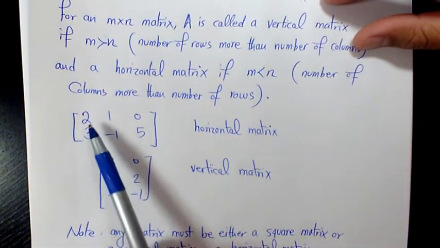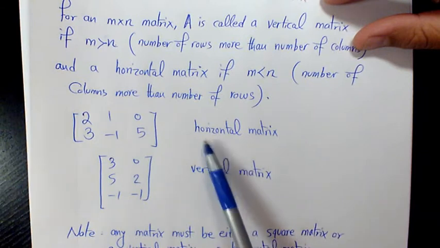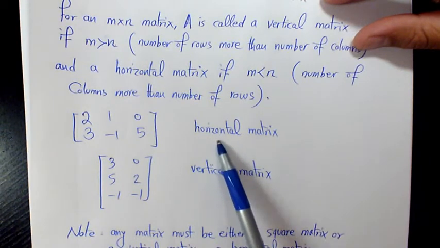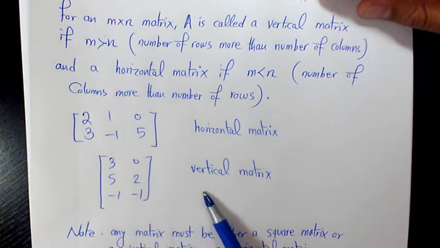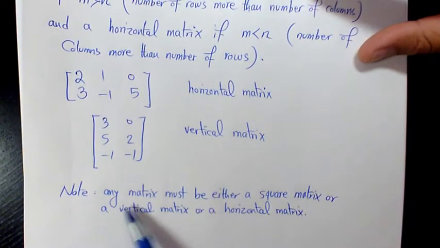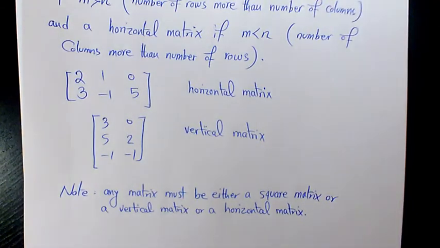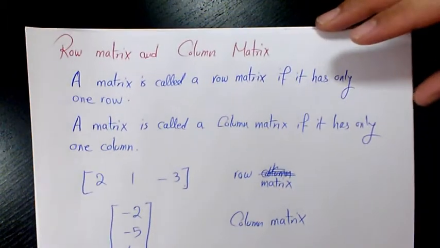For example, here we have 2 rows and 3 columns, so we are dealing with a horizontal matrix. Here we have 3 rows and 2 columns, so the number of rows is more than the number of columns, so we are dealing with a vertical matrix. So we can say that any matrix must be either a square matrix, a vertical matrix, or a horizontal matrix. Next topic is row matrix and column matrix.